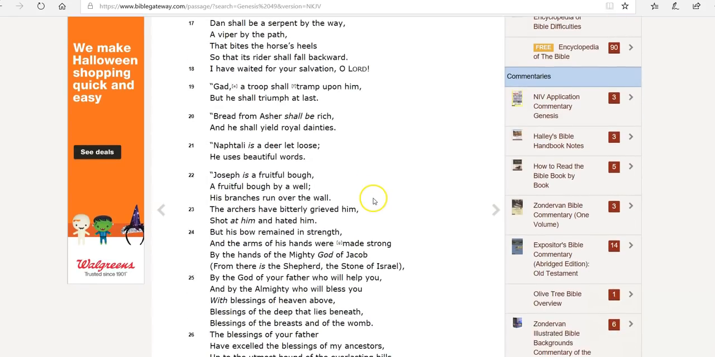Let's take a look at what Joseph is. He is a fruitful bough. A fruitful bough by a well, his branches run over the wall. I thought that was interesting and something that we probably want to keep in mind.